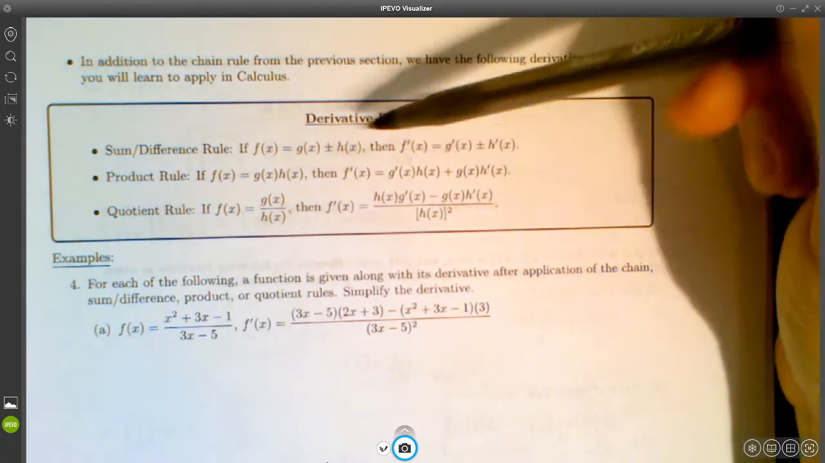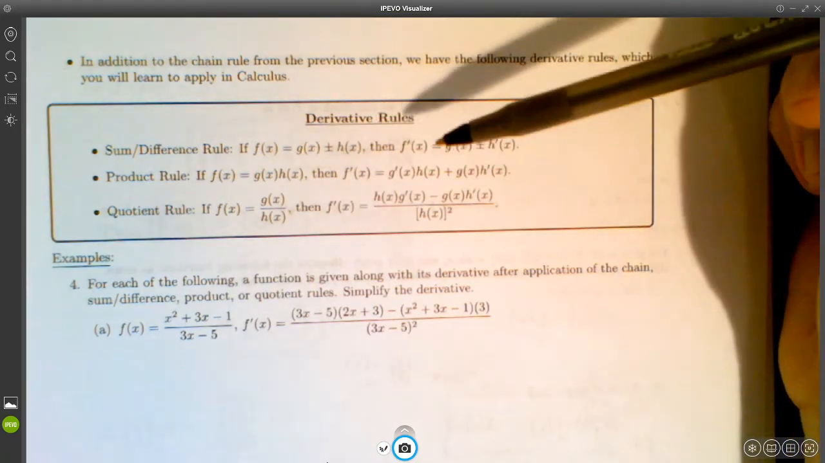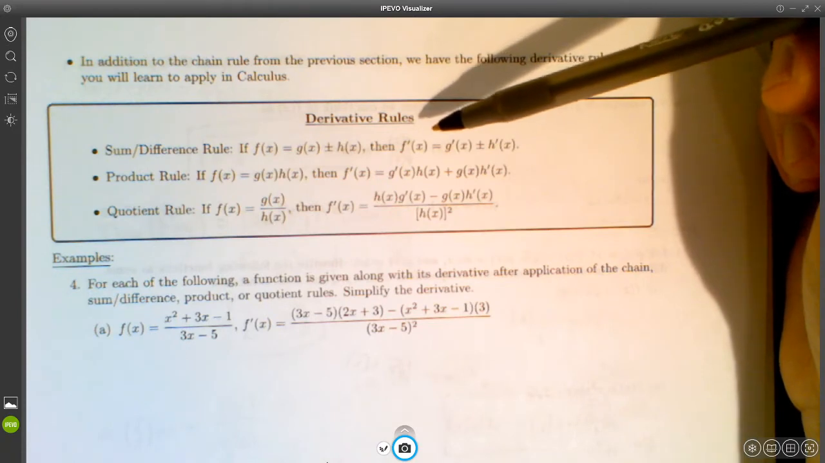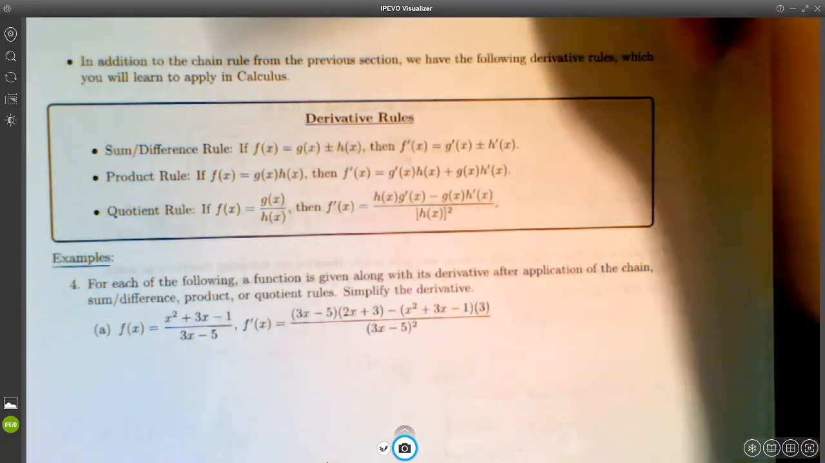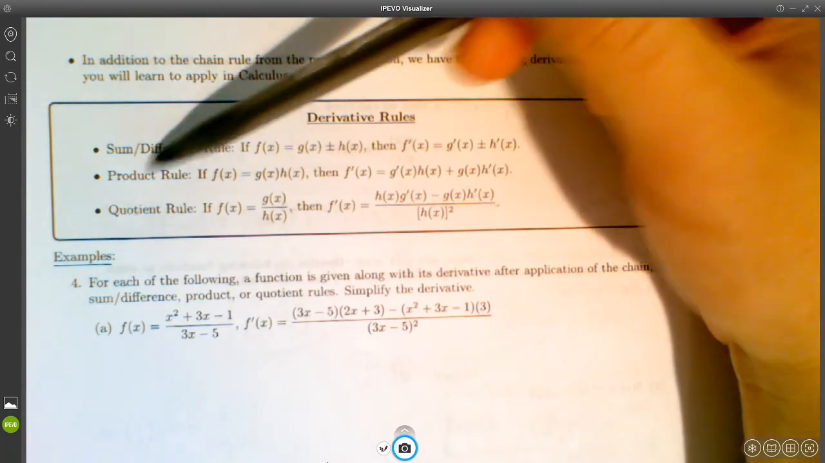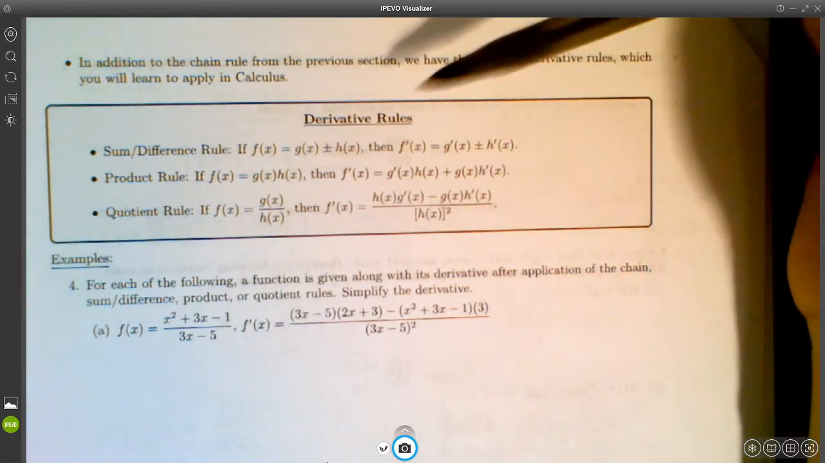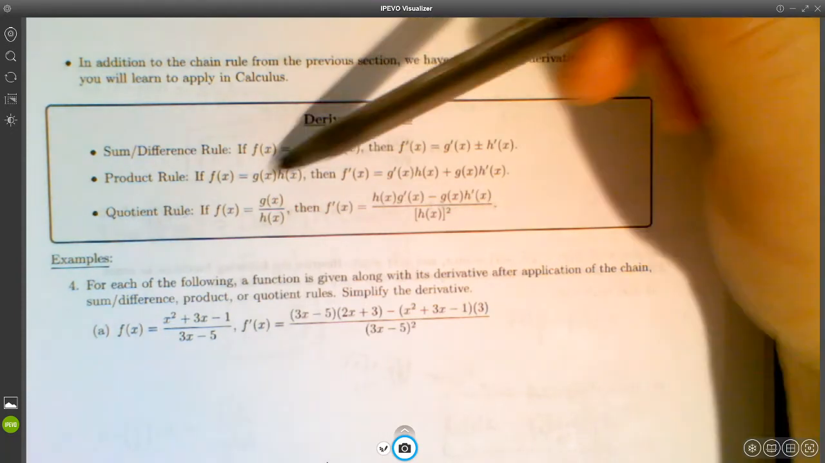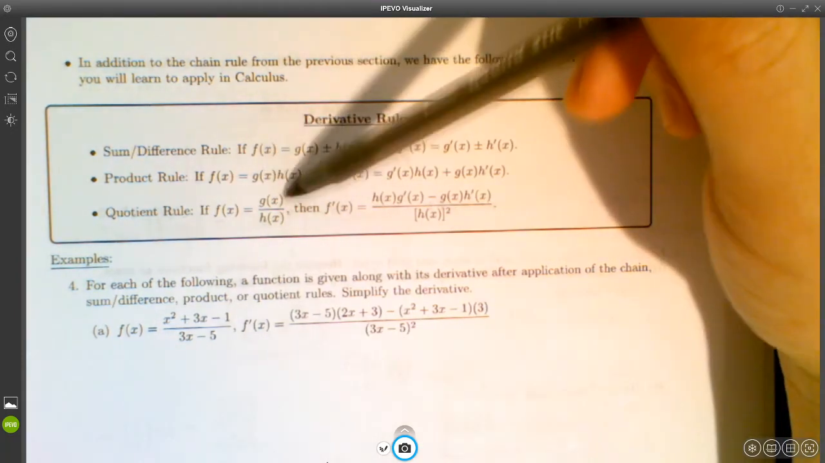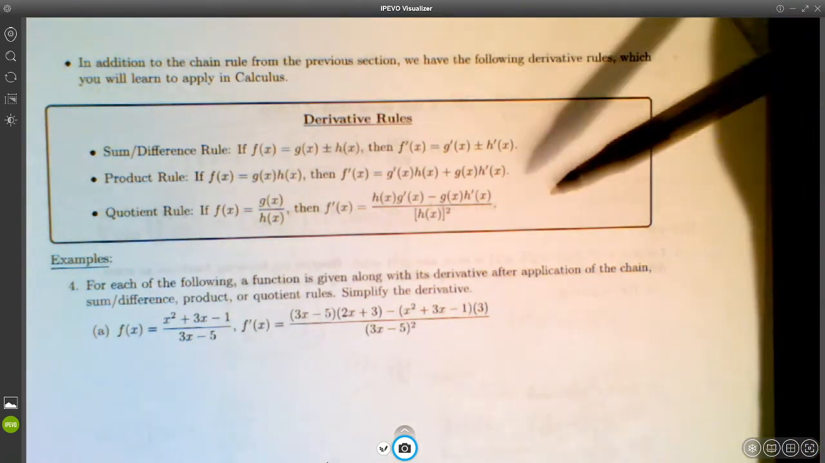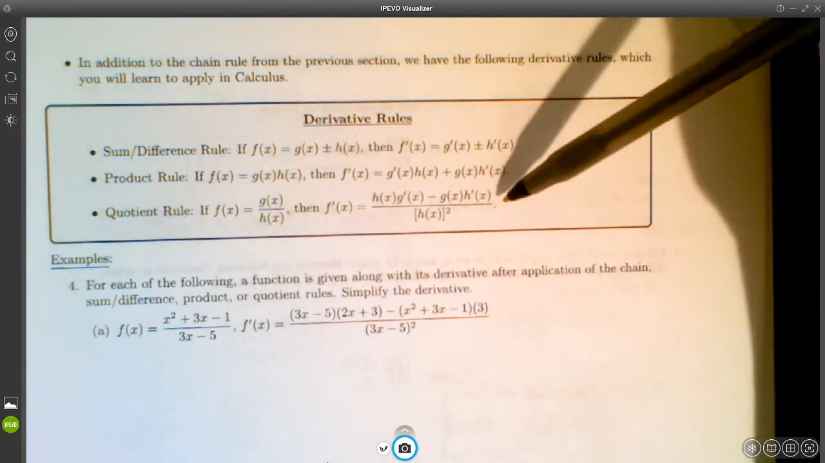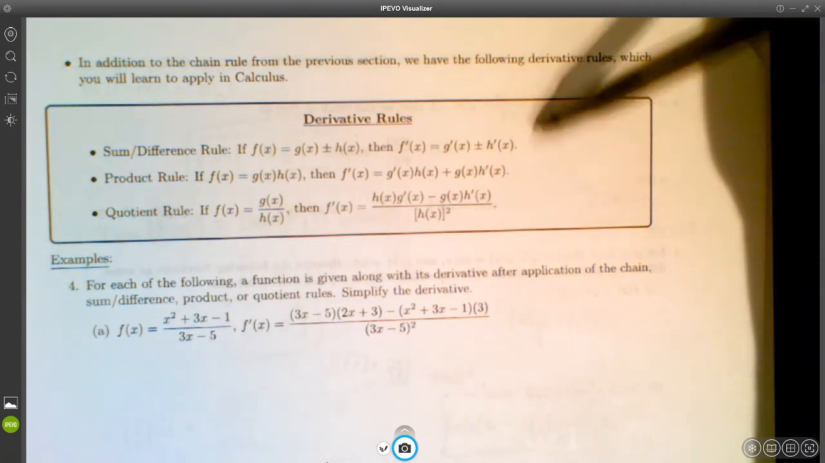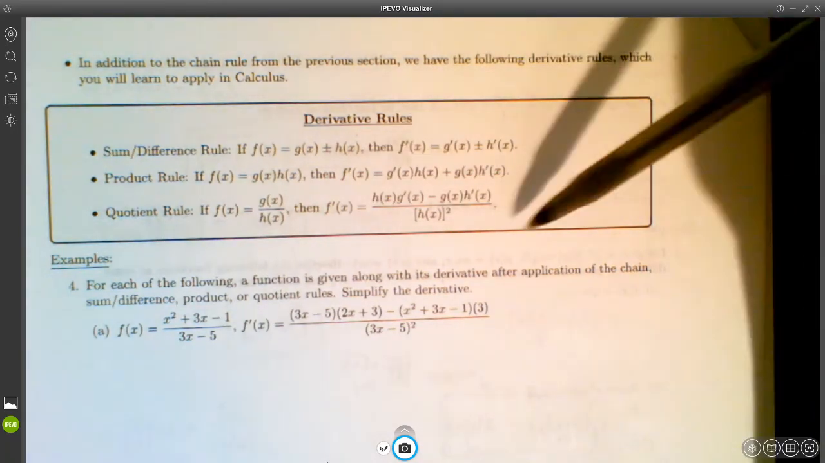But as far as derivatives are concerned, we saw the chain rule for derivatives in the previous section, 6.3. But we also have sum and difference rules, product rules, and quotient rules for whenever we're looking at functions that are sums of smaller functions or products or quotients. Okay, and we're not going to practice applying these rules, of course. That's something that you'll do in calculus. So I'm not going to get into how these rules are applied.